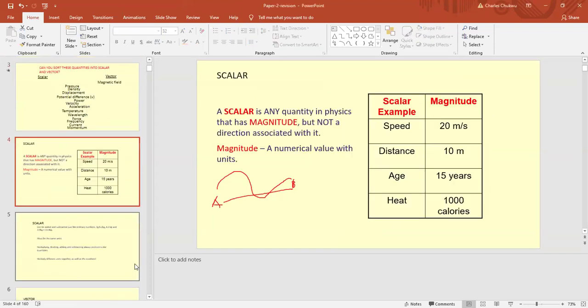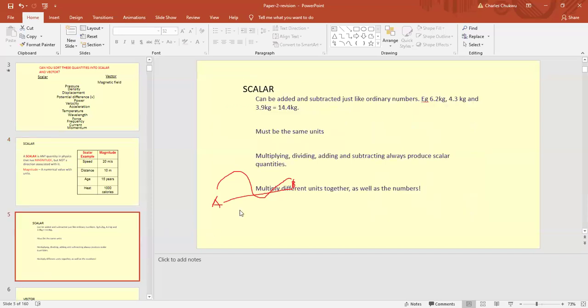But anyways, these are some things that can give you an idea of what you are dealing with. So that's it. Scalar quantities: speed, distance, age, heat. Strictly magnitude, no directions. Sorry, let me wipe this thing up that I annotated here.